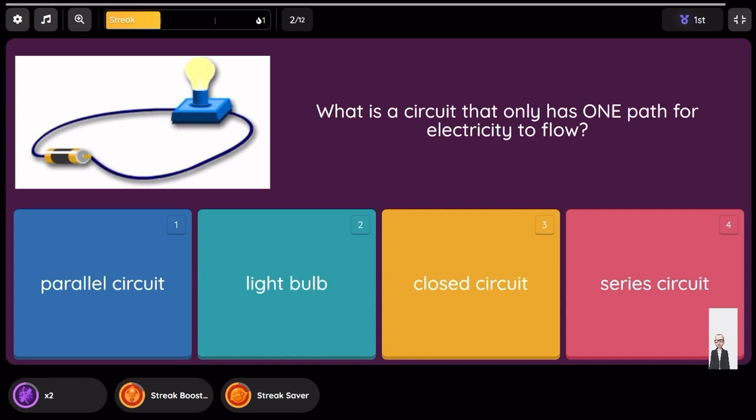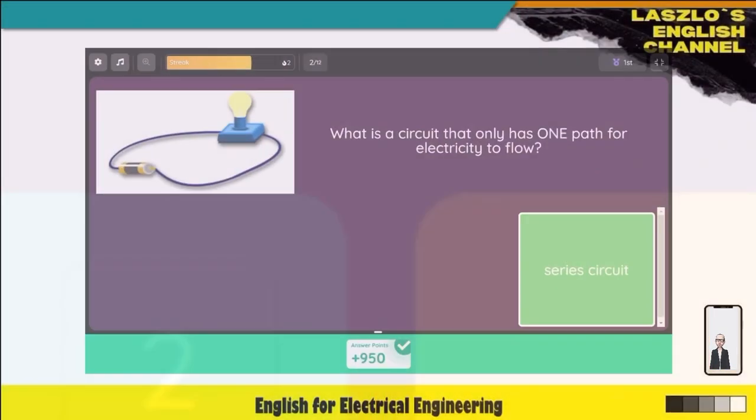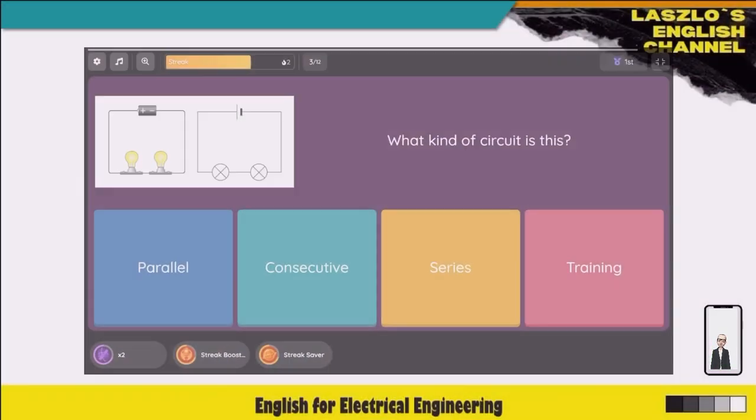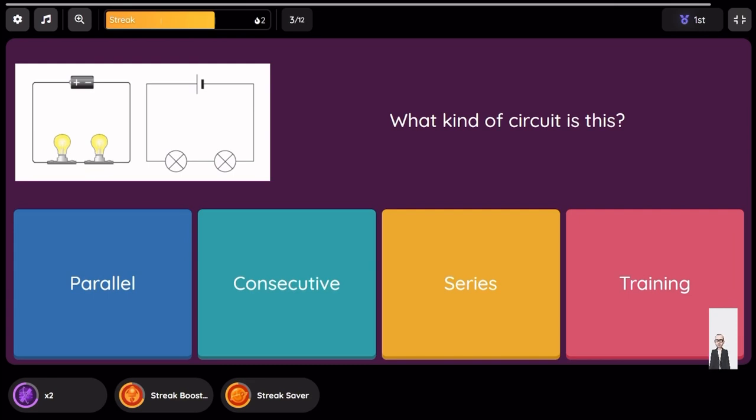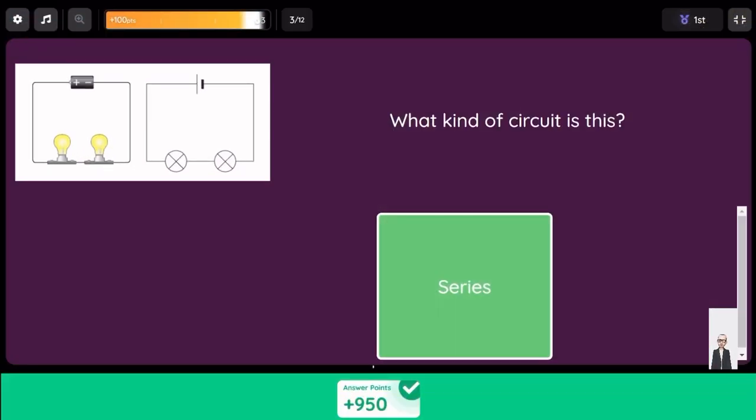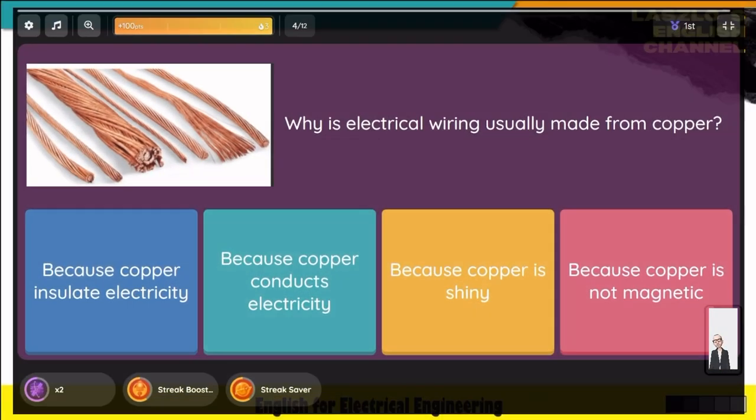What is a circuit that only has one path for electricity to flow? Only one path. That is, of course, a series circuit. Right, what kind of a circuit is this one? Here you see two examples: parallel, consecutive, series, or training. These are, of course, examples of series circuits.